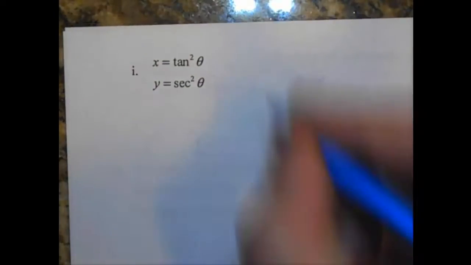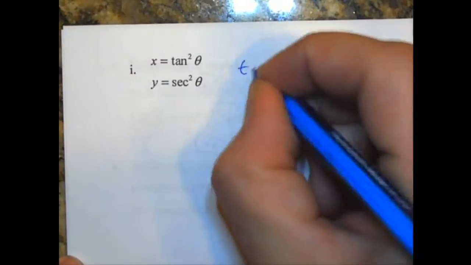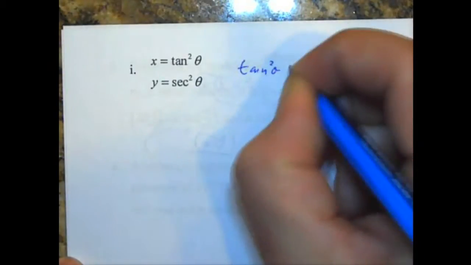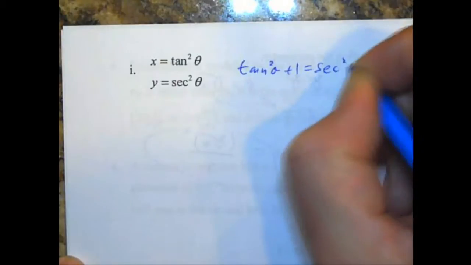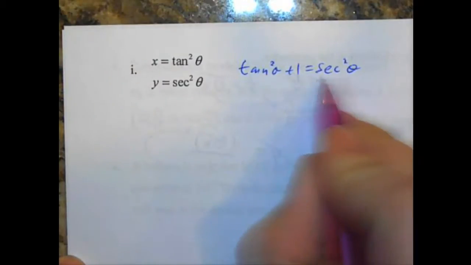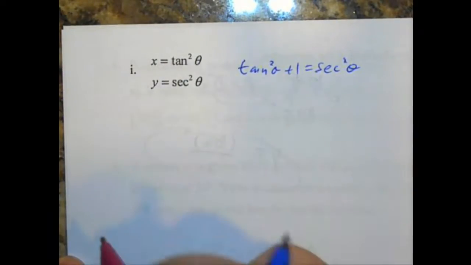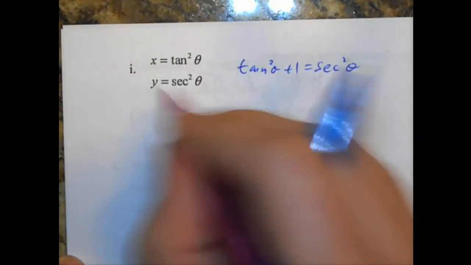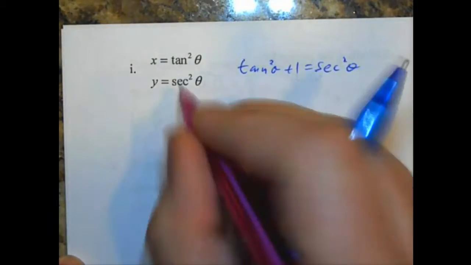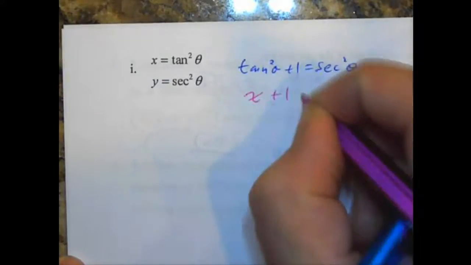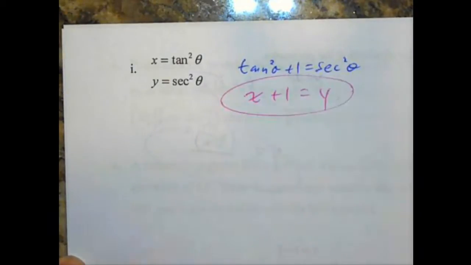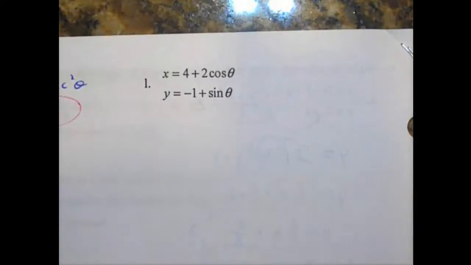This one's kind of tricky, but you just, again, remember those identities we taught you. That's why we teach you things, so that you can use them. Imagine that. So I have tangent squared plus 1 is secant squared. I use that one because I see tangent squared and secant squared in my parametric equation. Tangent squared is x, secant squared is y. Wow, that was easy, especially since you know your identity. All right, moving on. Last one I'm going to look at.